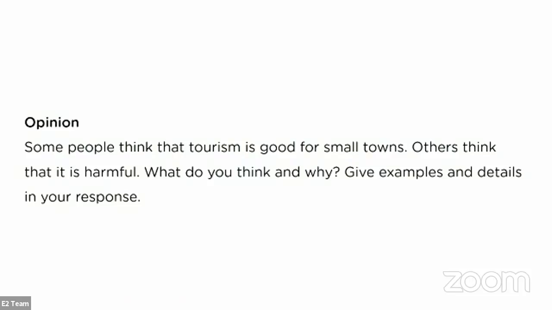Task 2, the opinion. Some people think that tourism is good for small towns. Others think that it is harmful. What do you think and why? And give examples in your response.